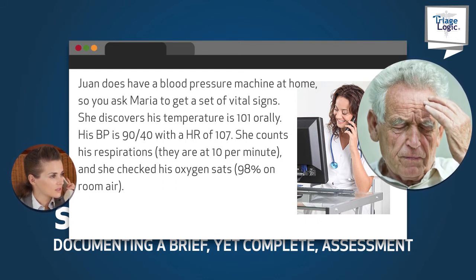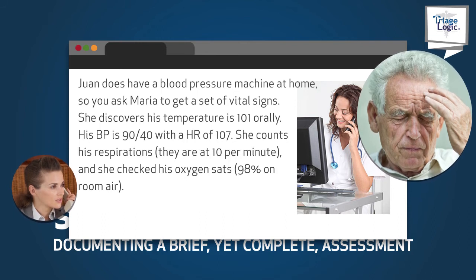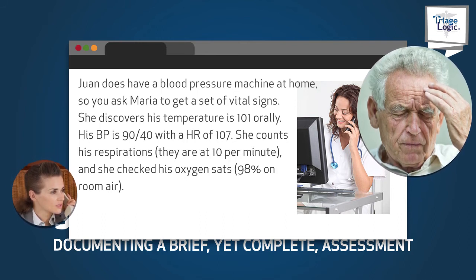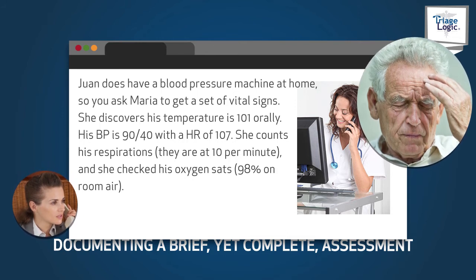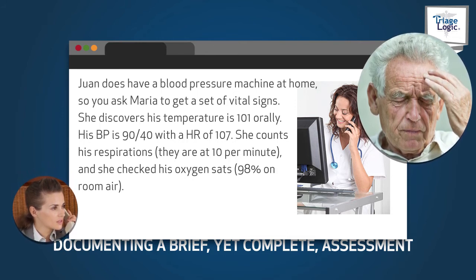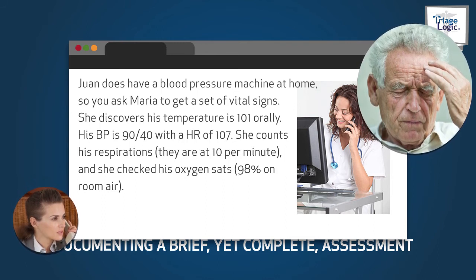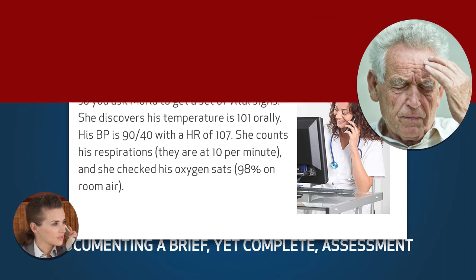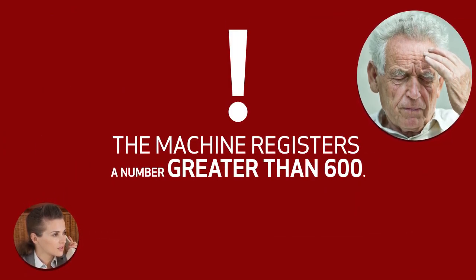Following your directions, she tells you that his skin is warm, flushed appearing, and dry. She has him open his mouth and his tongue is dry also. His skin turgor is slow, and his eyes appear sunken slightly. You ask Maria to check her father's blood sugar level. The machine registers a number greater than 600.